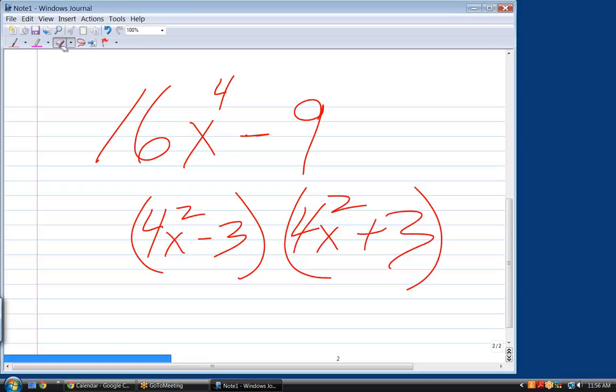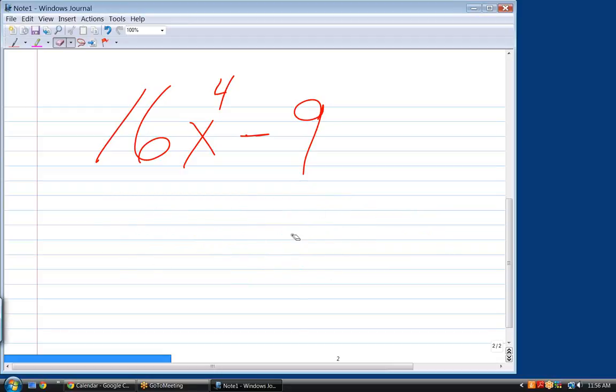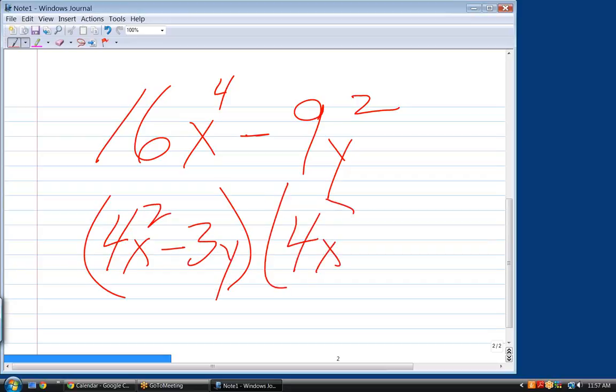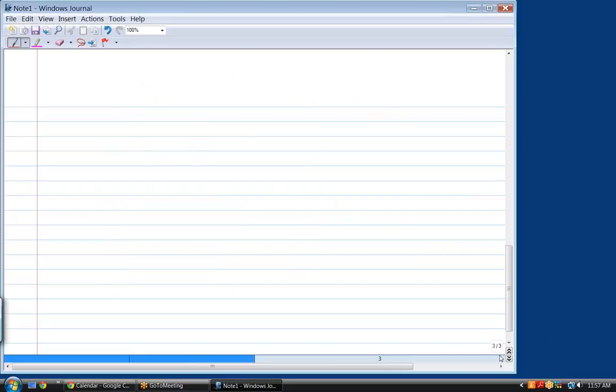And it can include variables also. It doesn't always have to be. In other words, if I had that, what is it? It'd be 4x squared minus 3y, and then the reverse of that. Good. I think you got that. Good. Very good. All right.